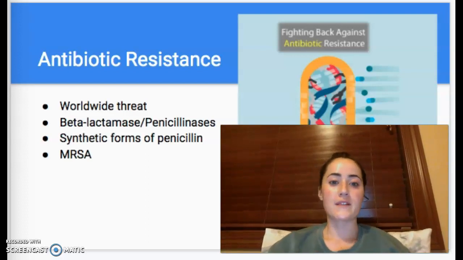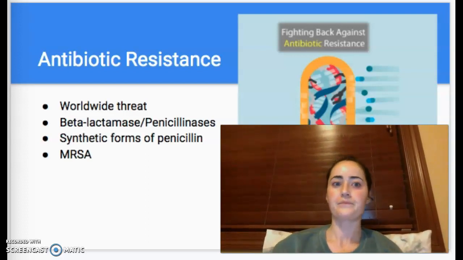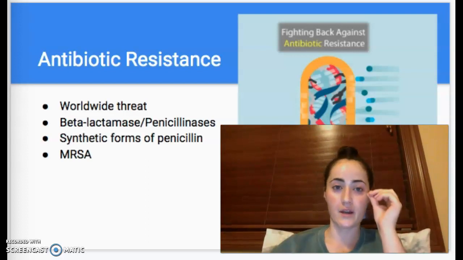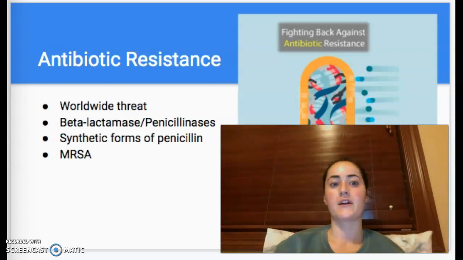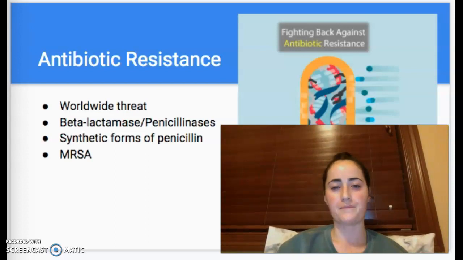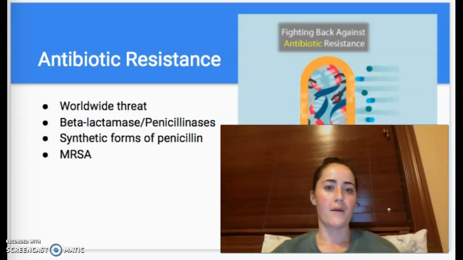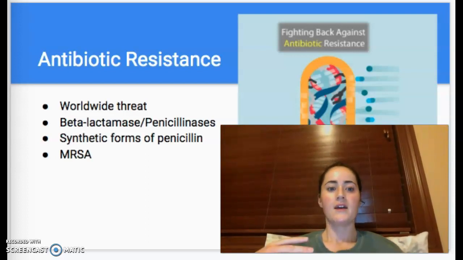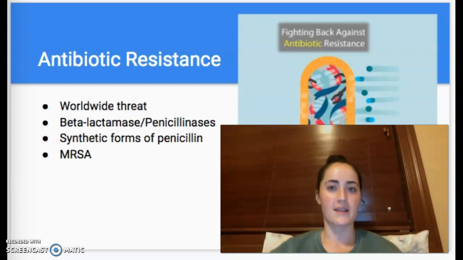Now, one specific mechanism that I wanted to touch on today is how some bacteria create a bacterial enzyme called a beta-lactamase, or in some cases a penicillinase. These act to destroy the beta-lactam ring of penicillin, and therefore make it ineffective in killing the bacteria. The specific mechanism by which beta-lactamase works is by hydrolyzing the peptide bond in the beta-lactam ring of penicillin.